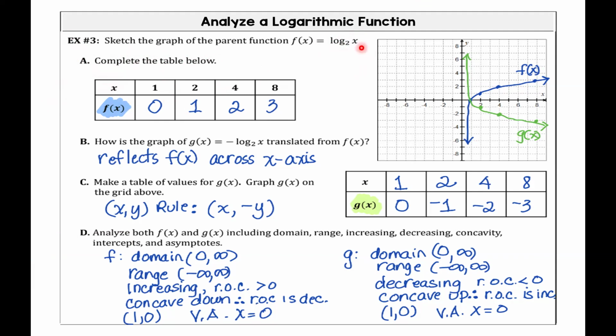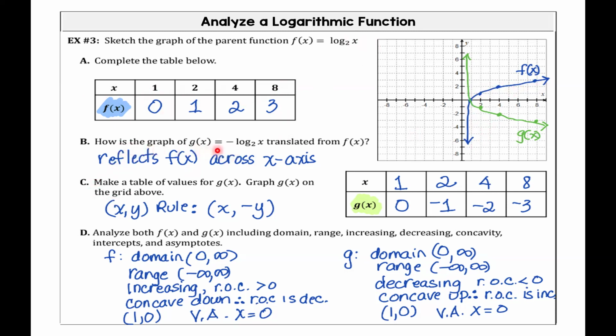So for log base 2 of x, I've created the table with log base 2 using 1, 2, 4, and 8. These are going to be your smallest values of that table of the function. So I created that table and then I plotted the points. That's my blue function. And now I'm going to describe what's happening.